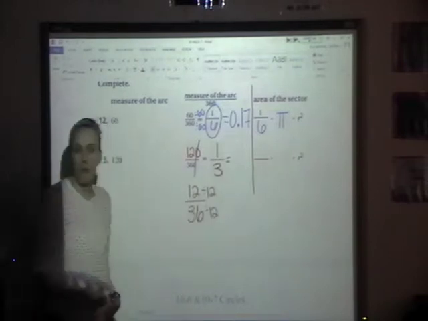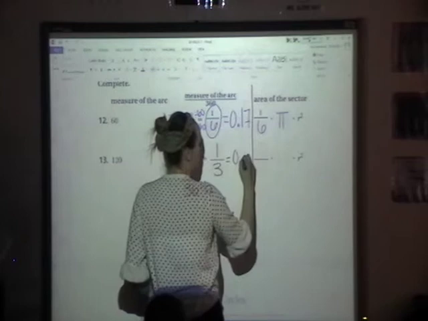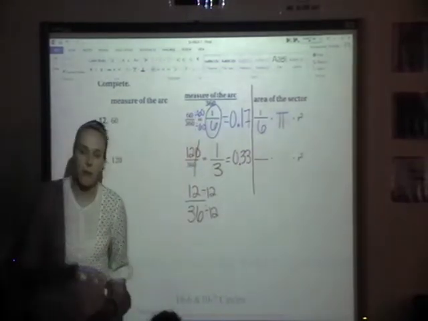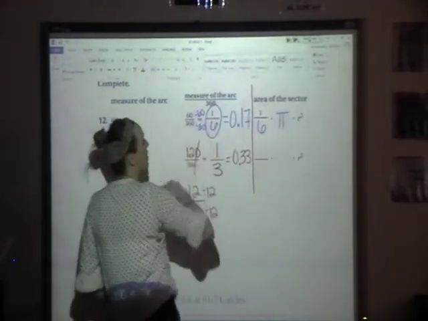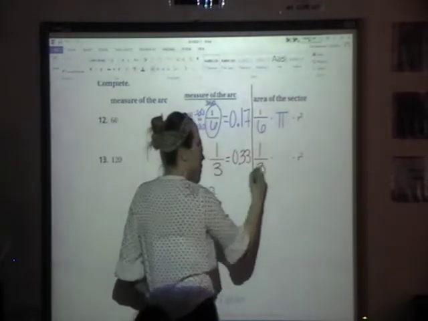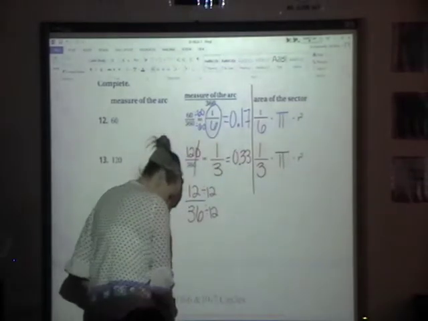And if this was an actual problem, I'd want a decimal. 0.33. So it would round to 0.33. Now plugging that into the formula, our formula says it's our measure of the arc over 360, so we got that ratio to be 1/3, times pi r squared.